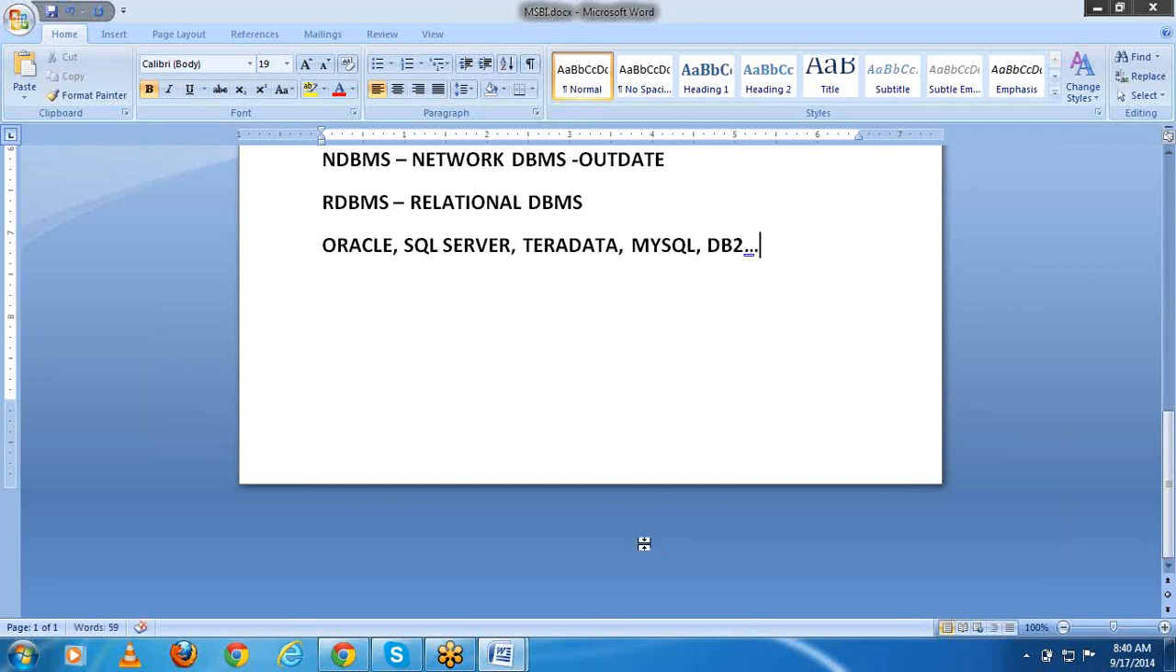And so on we have. These are all relational database management system software. These are of Oracle Corporation, this is a Microsoft product, this is a Teradata product, that is, I don't know, and DB2 is an IBM product. Among all, we are working with MSBI, so we will work with SQL Server.